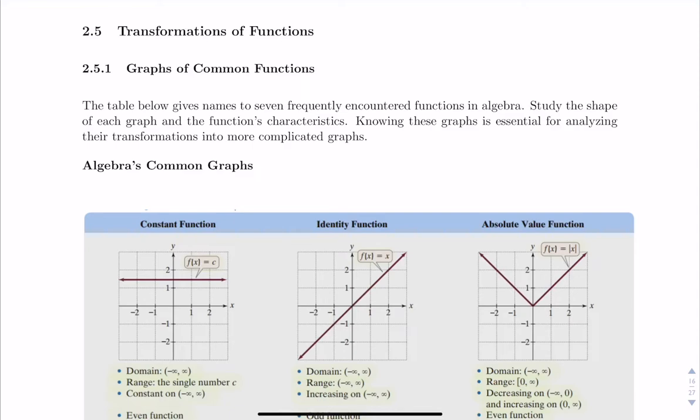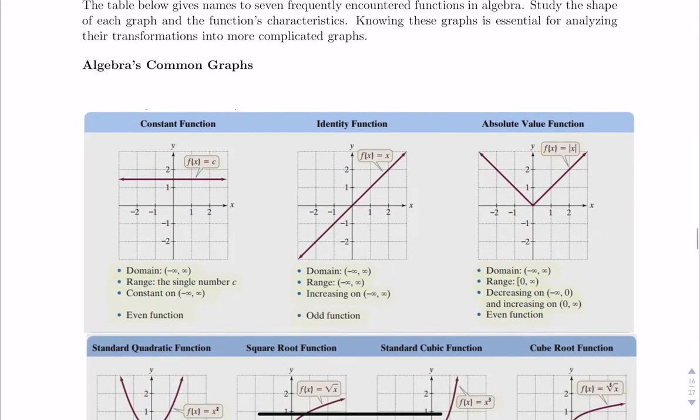The first one we have is the constant function, which is just a horizontal line with a slope of 0. Its domain is from negative infinity to positive infinity. Its range is just that single number c. It's constant on negative infinity to infinity, and this is an even function.